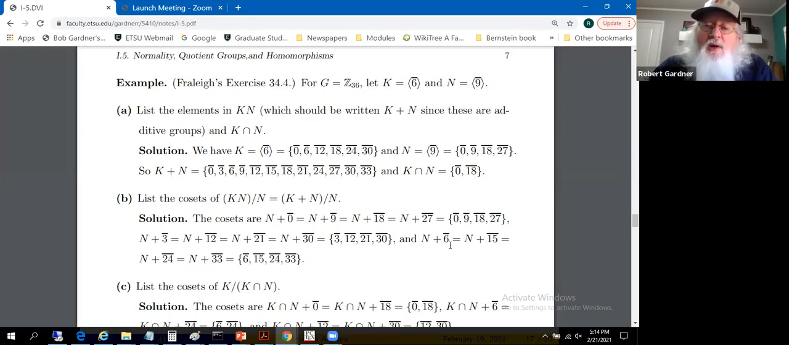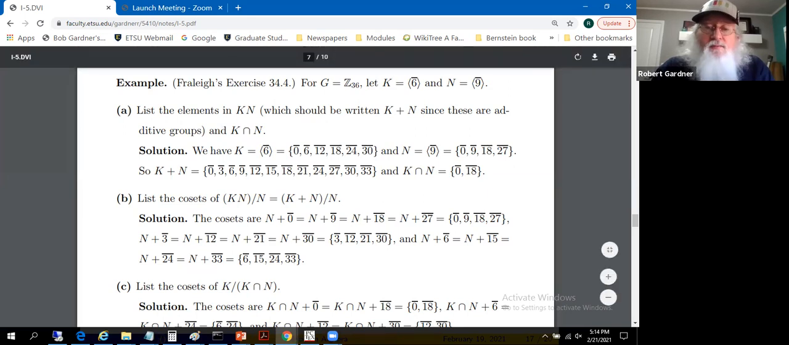n plus 6 bar, guess what? It's the same as n plus 15 bar, and n plus 24 bar, and n plus 33 bar, because those are all congruent mod 9. And that produces this coset. So we ended up with 3 cosets here. So K plus n mod n has these 3 cosets.